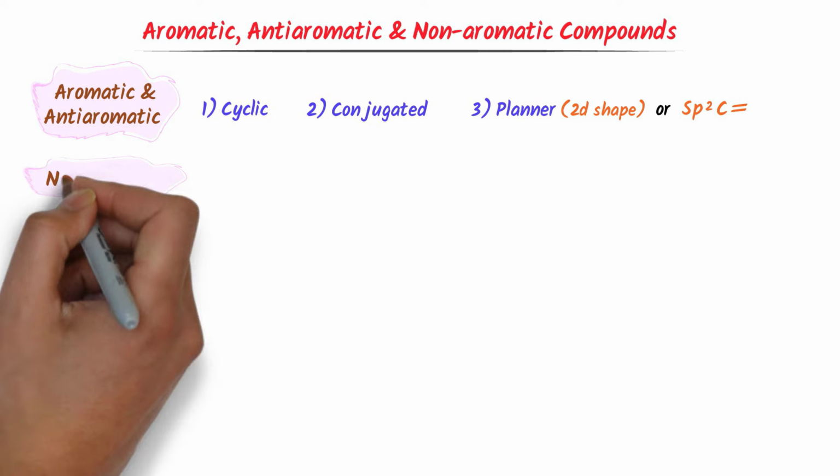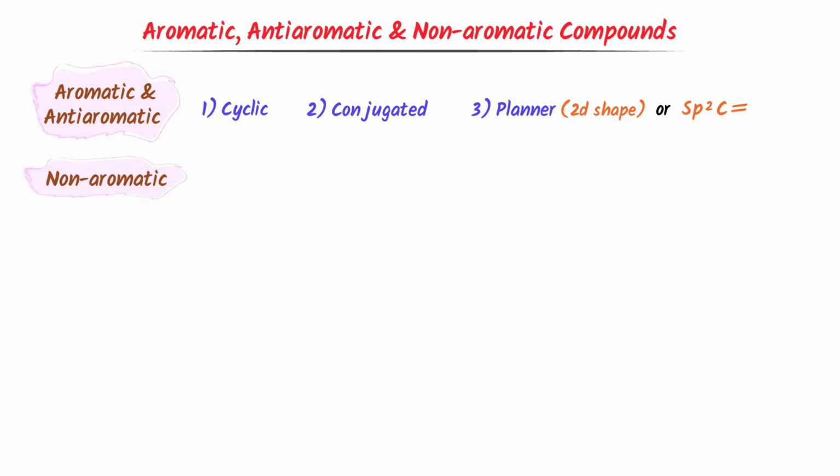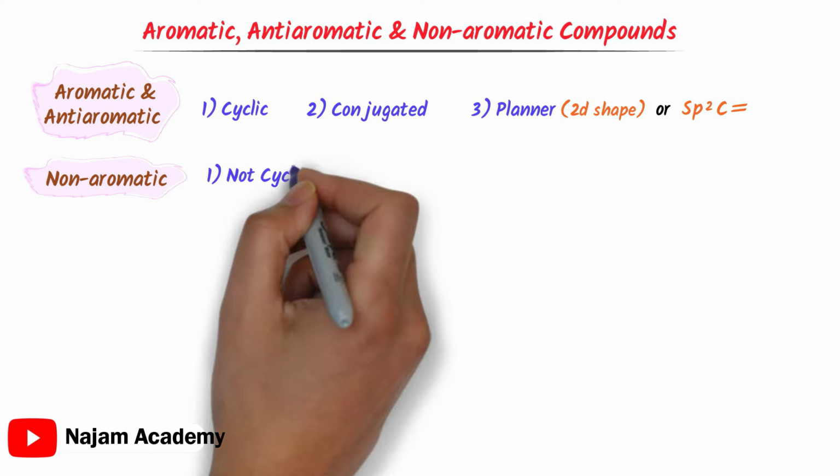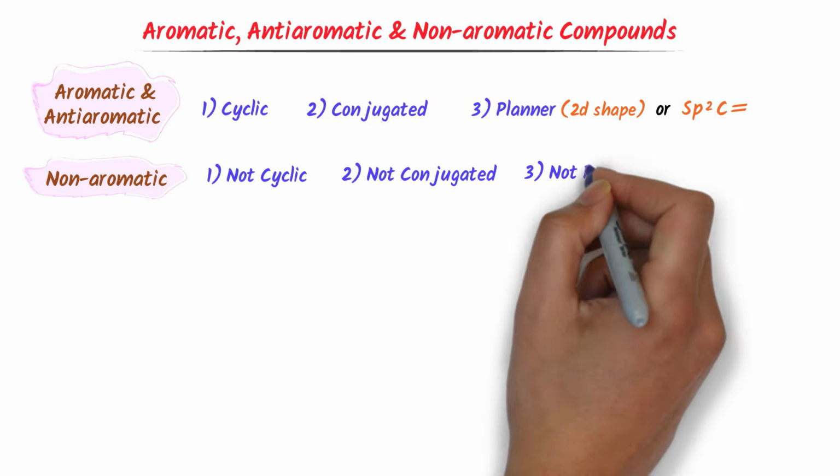Aromatic compounds and antiaromatic compounds are those compounds which are cyclic, conjugated and having planar shape. By planar shape, I mean they must have 2D shape or they must have sp2 carbon. Remember that those carbons are sp2 hybridized if they contain only double bond. On the other hand, non-aromatic compounds are those compounds which are not cyclic, not conjugated.